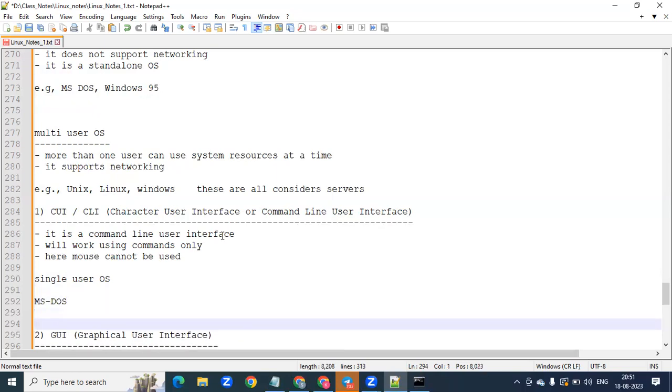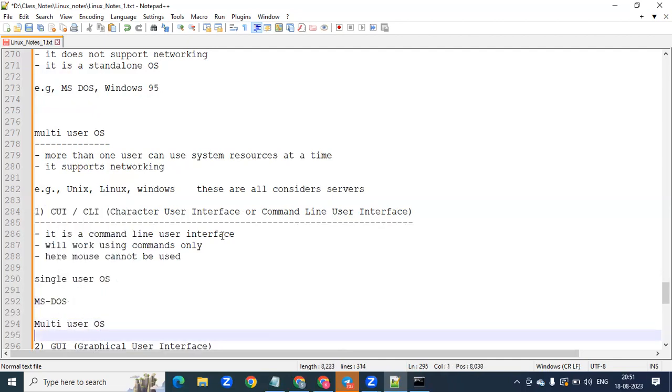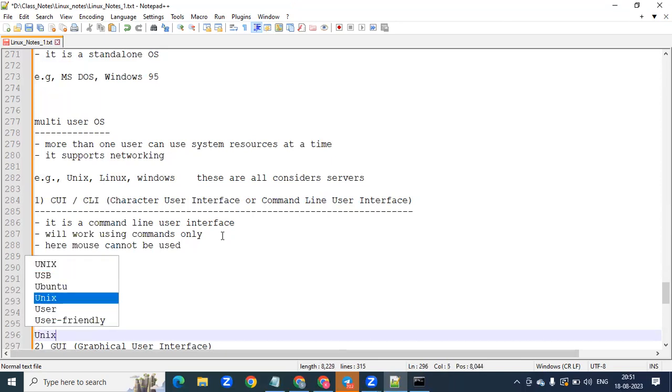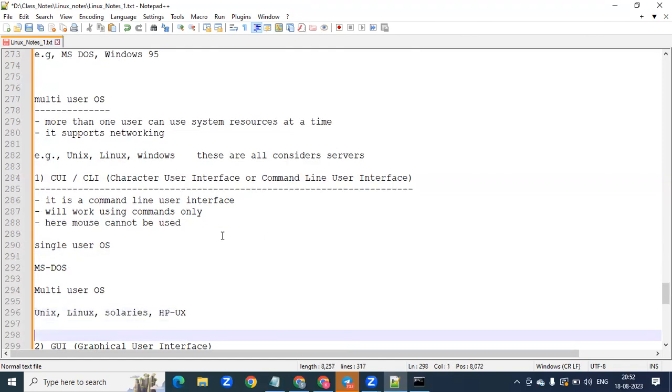And coming to multi-user OS, we have Unix, Linux, Solaris, and HP-UX. These are all multi-user operating systems under CLI.